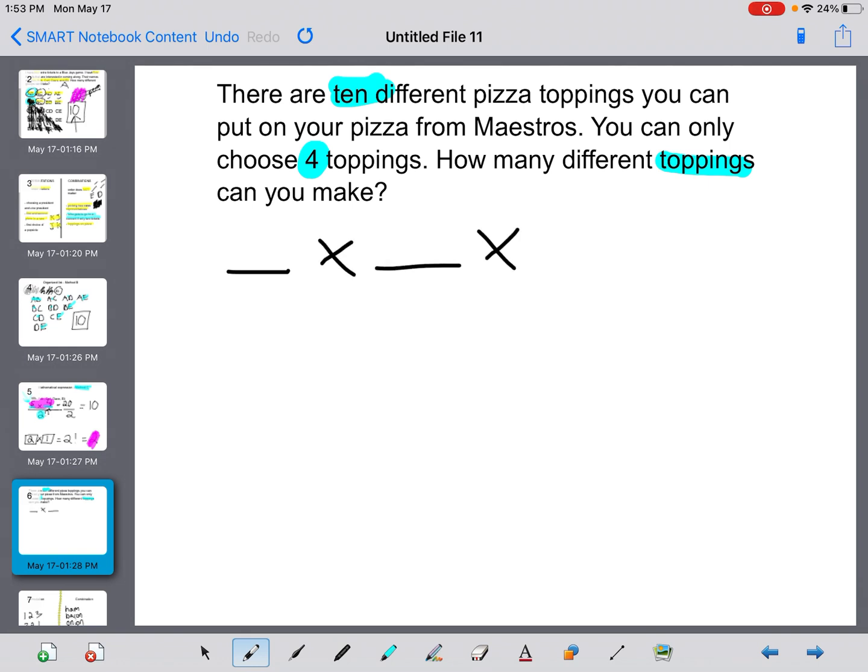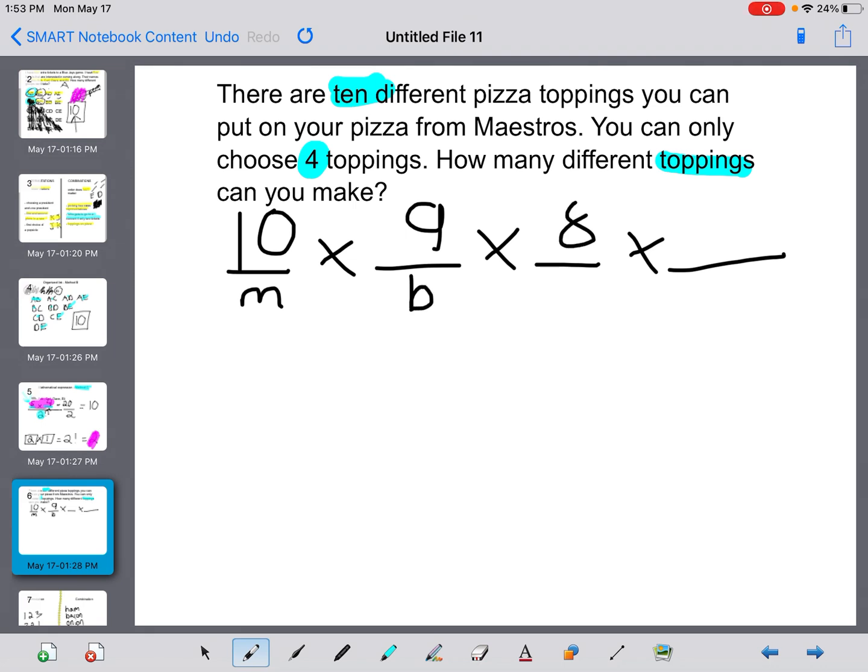I have, and this is always just a good idea when you're working with permutations and combinations, is to draw out your different blanks to fill it in. So let's say I'm picking my first topping. I have 10 different choices for my first topping. Maybe I pick mushrooms. Then my next topping, I only have 9 choices left because I already used mushrooms and I can't repeat. Maybe I'm going to pick bacon.